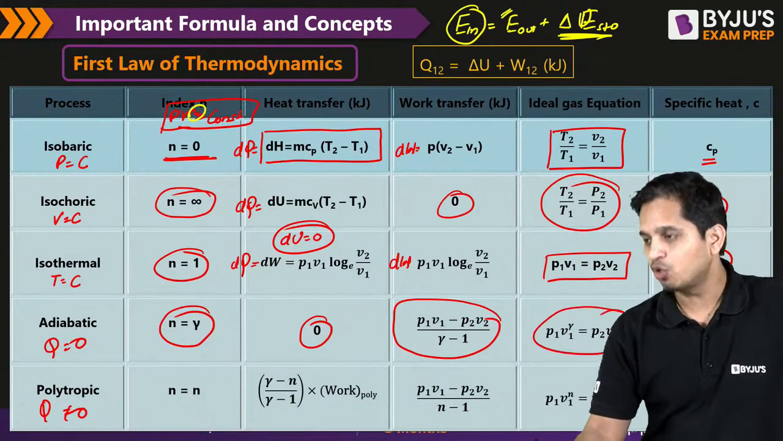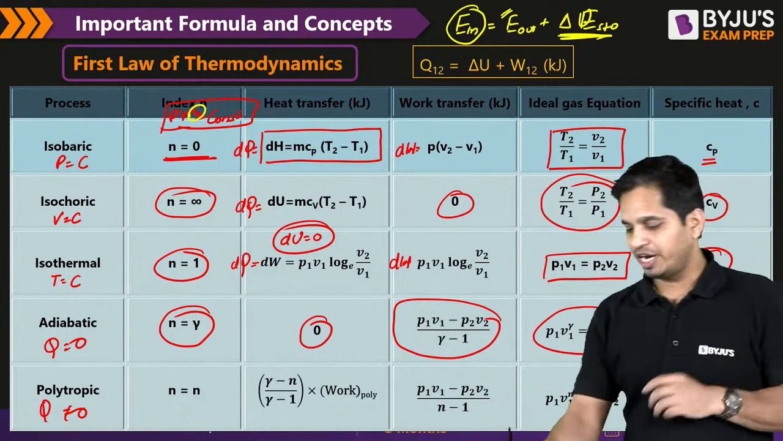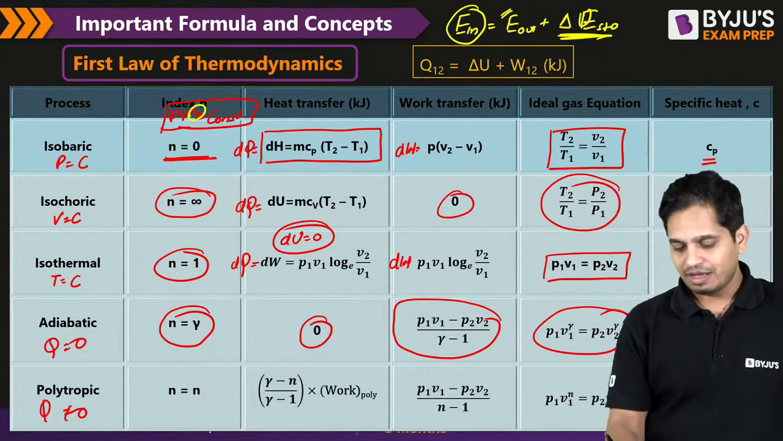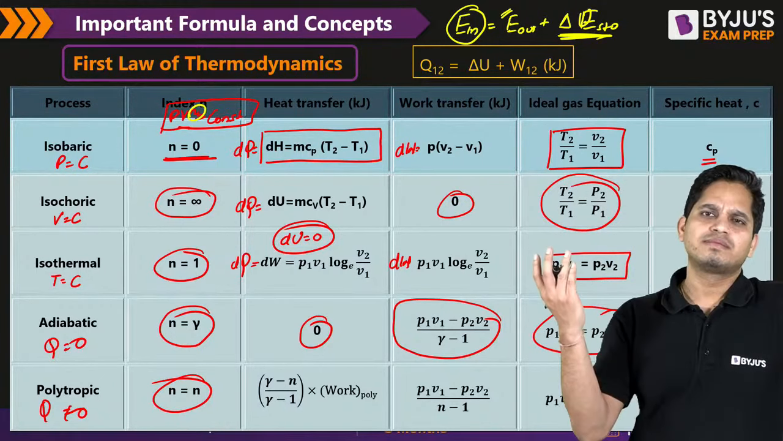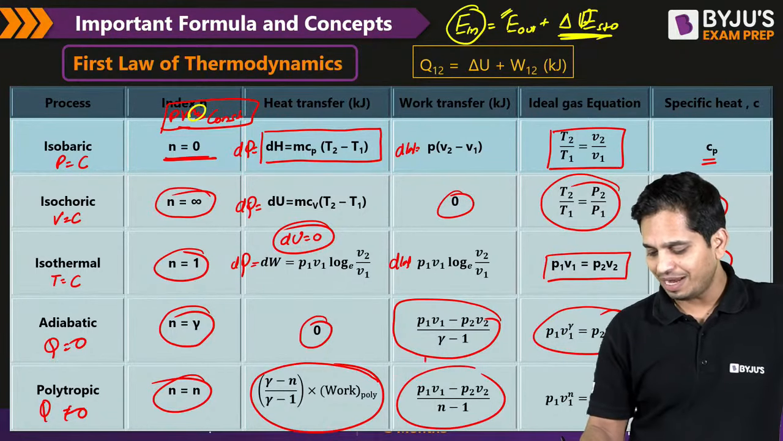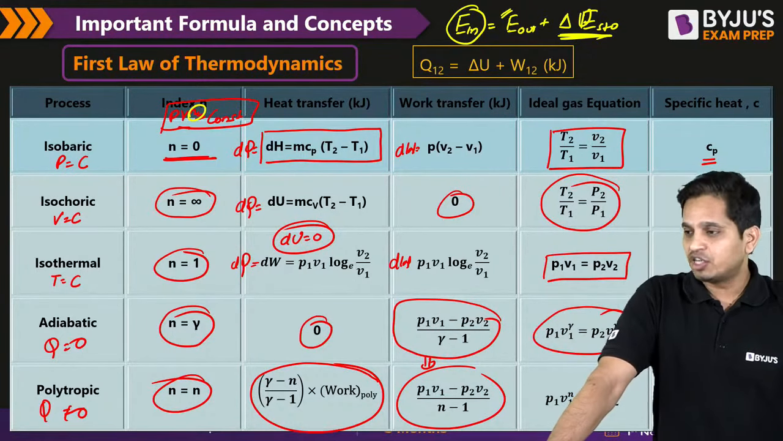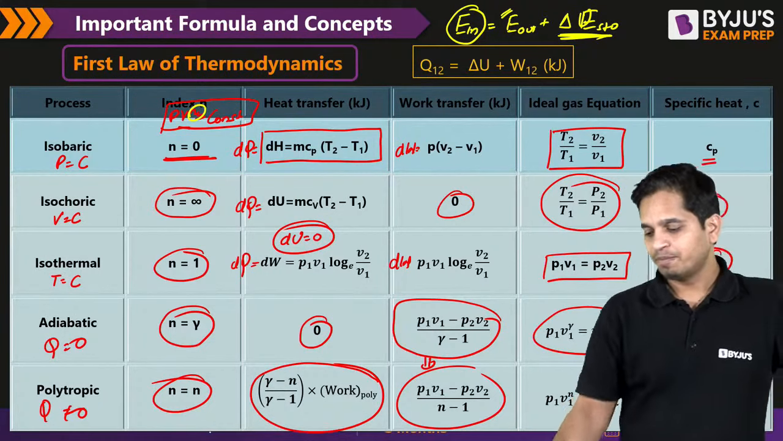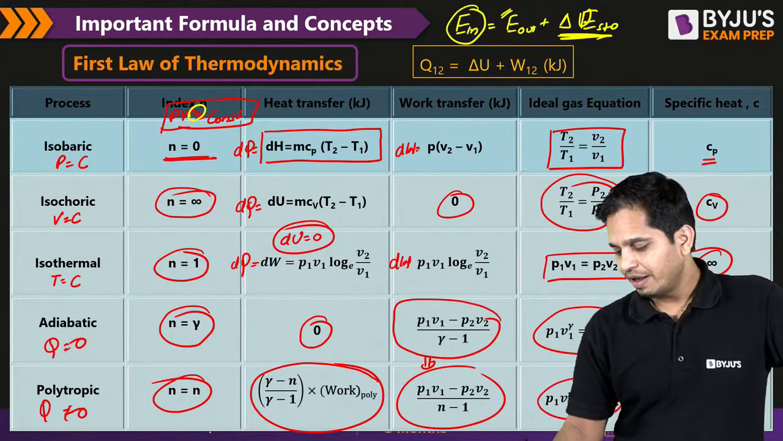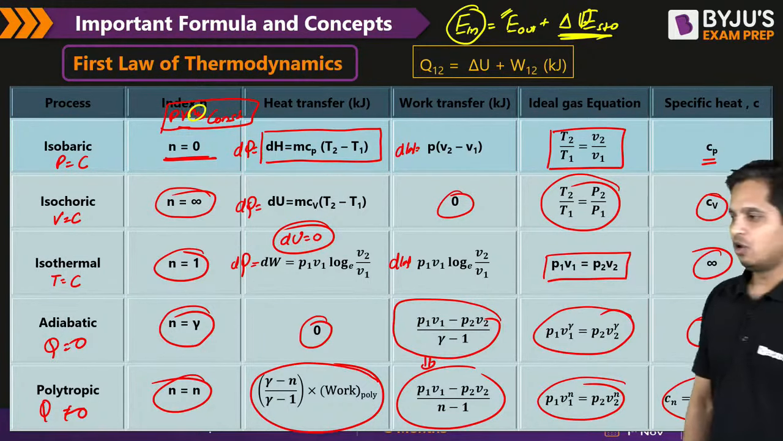And this is the ideal gas equation, and specific heat C is 0. Polytropic: n is equal to n, any n. This is the heat transfer, this is the work transfer. It is the same as isothermal and adiabatic, only the difference is instead of gamma we have n. This is the ideal gas equation and this is Cp. I'll share this PPT anyway, but this is very important information for you. Let us move on.